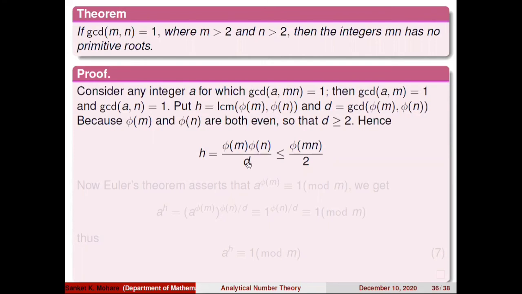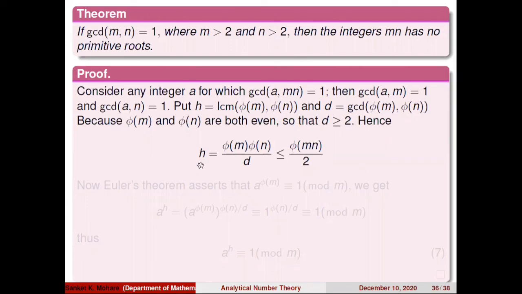But remember, phi of m into phi of n is less than phi of mn. Okay, and here what do they say? D is greater than or equal to 2. This implies 1 by d is less than or equal to 1 by 2. So therefore here also 1 by d is less than or equal to 1 by 2.